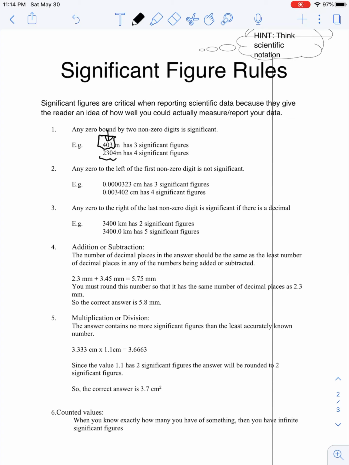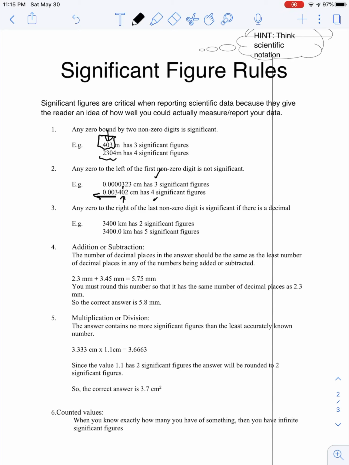So any 0 to the left of the first non-zero digit is not significant. So here's our first non-zero digit. Everything prior to that or to the left is not significant. So this one has 3 significant figures. If we look at this one, there's a 0 in it, but that one is bound by 2 non-zero digits. But everything from that first non-zero digit to the left is not significant, so that leaves us with 4 significant figures. And probably when you practice this, you're going to have to look back and forth to remember these. We just don't use them that often.